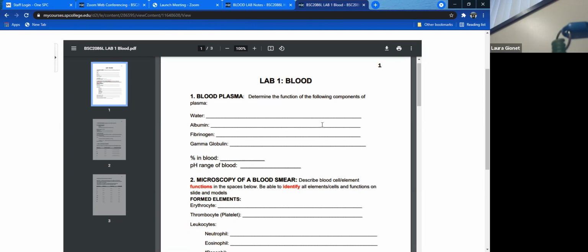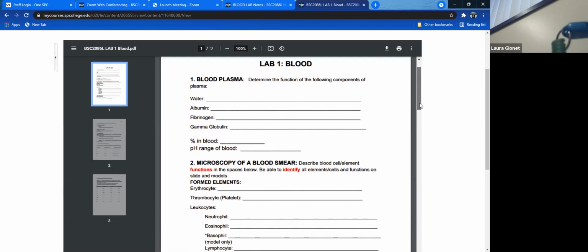Albumin maintains an osmotic gradient. Fibrinogen acts in clotting. Gamma globulins are a component of an antibody, because that's what antibodies are. They have gamma globulins. All right, then we have percentage in blood. Plasma is normally about 55% of blood, and the pH range of blood, you need to know for the rest of your life, 7.35 to 7.45. Normal pH range of blood, 7.35 to 7.45. I want you to know that now.